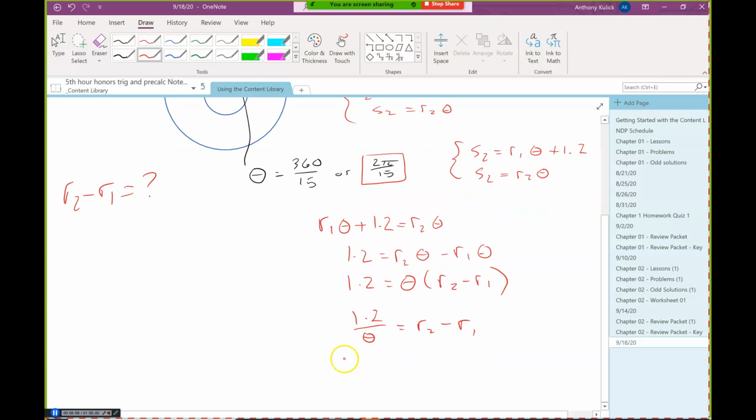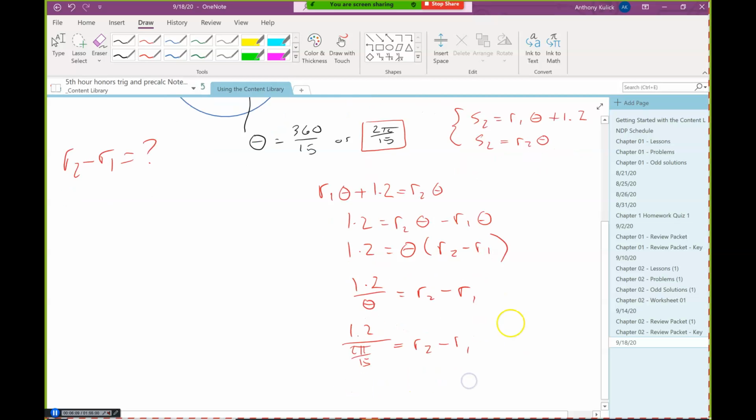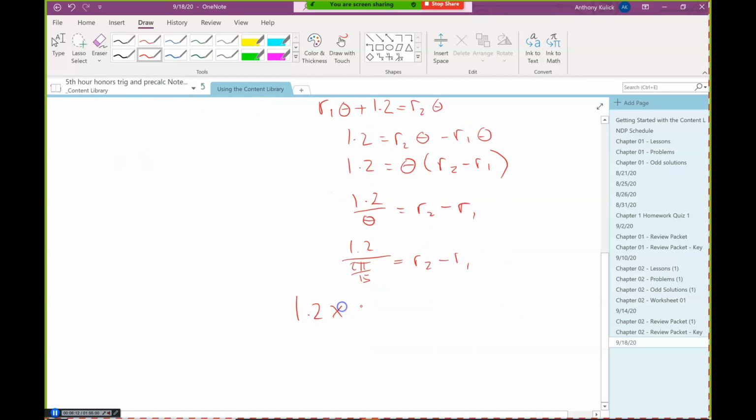So when I plug this in for theta, I have 1.2 divided by 2 pi over 15. And dividing by a fraction is the same thing as multiplying by its reciprocal. And so when I type that into my calculator, I get about 2.86. And I think the unit here we're using was centimeters, right? Yeah, 1.2 centimeters less. So we're measuring everything in centimeters. Kristen, how's that? You're welcome.